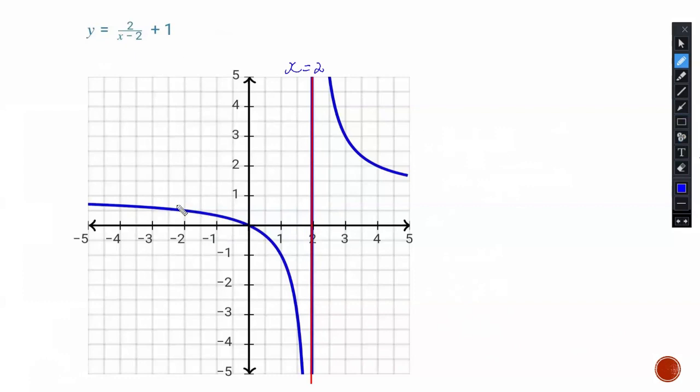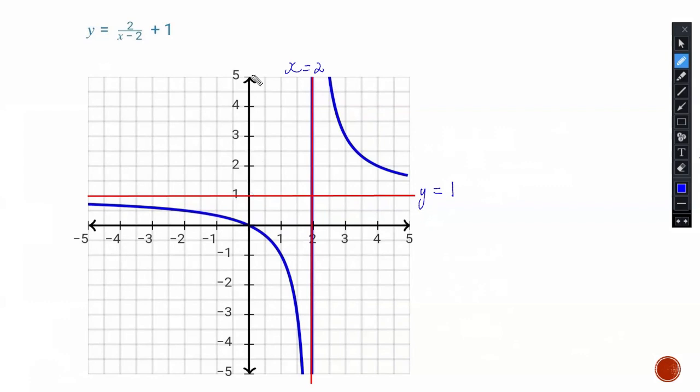So as you can see, the graph is curving here, not touching positive 1. I was supposed to have the asymptote right here. So there we go, that's how we represent the asymptote. It's y is equals to 1 and then x is equals to 2.